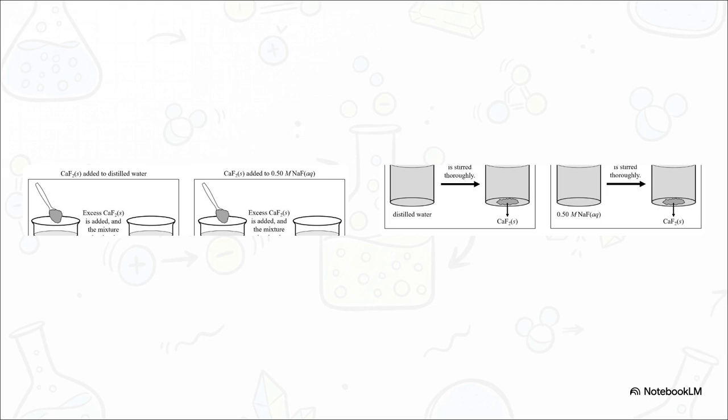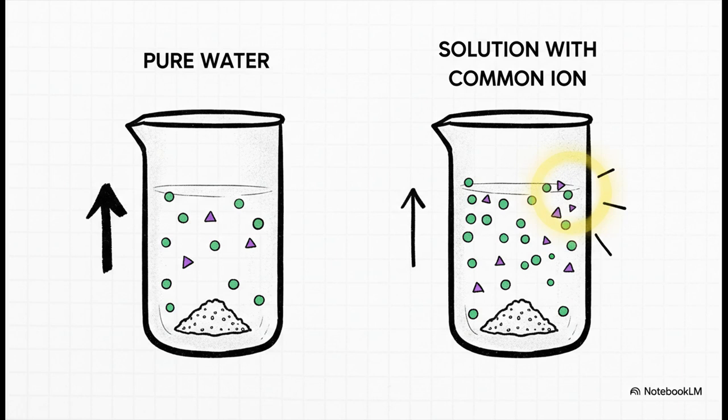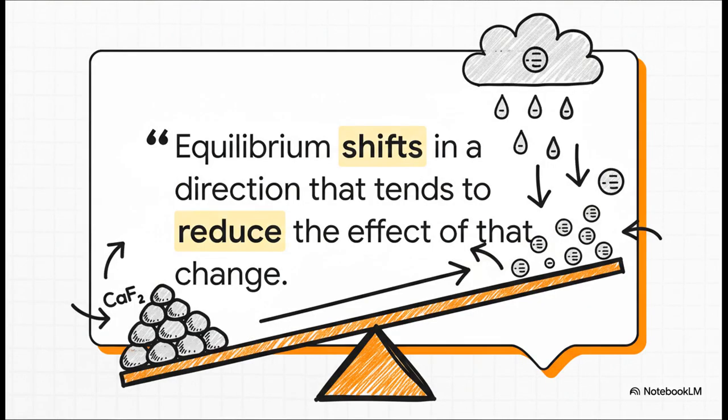So, what gives? Well, there's a name for what you're seeing. It's called the common ion effect. And it's simple. If the solution already has one of the ions that make up your solid, in this case fluoride, that solid is going to be a lot less soluble. But why does that happen? It all comes back to a superstar rule in chemistry called Le Chatelier's principle.